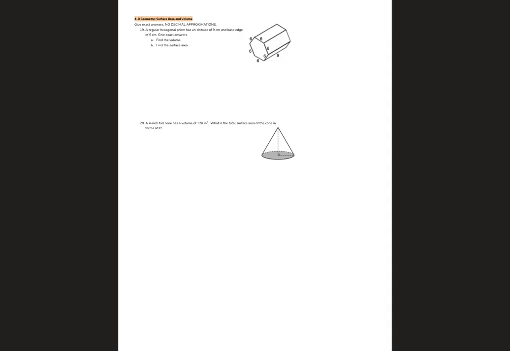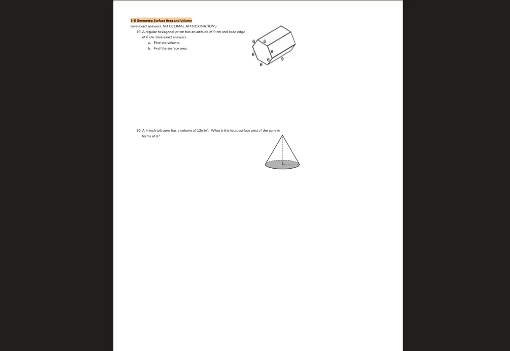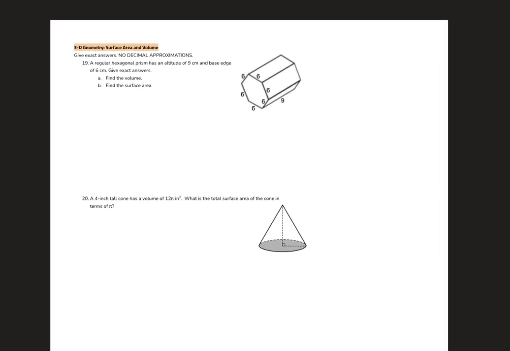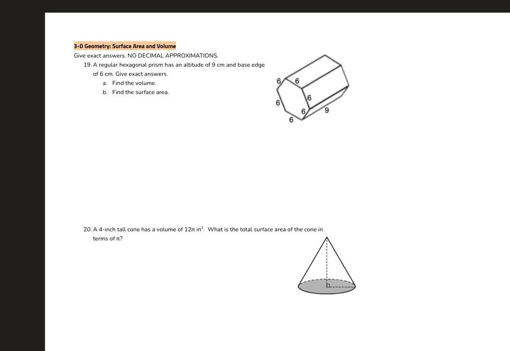All right, for this one, we have this figure here, which is a hexagonal prism, which means that its bases are 2, in this case, regular hexagons, and it has an altitude or height, the distance between the 2 bases, of 9 centimeters. So this distance here is 9. Okay, so we want to find the volume.